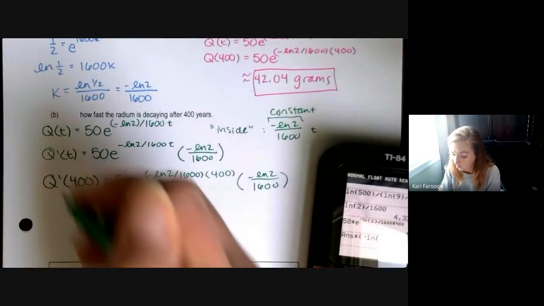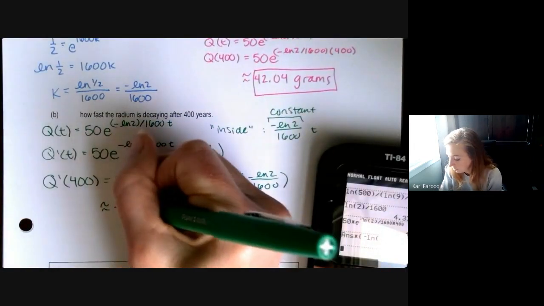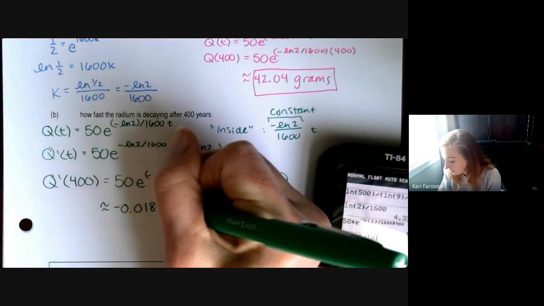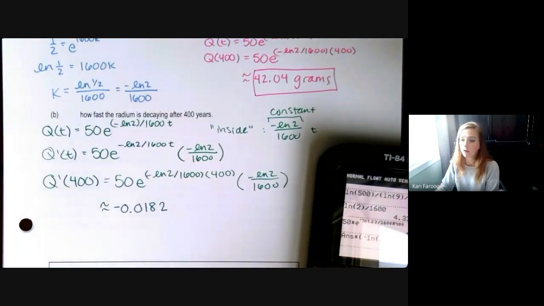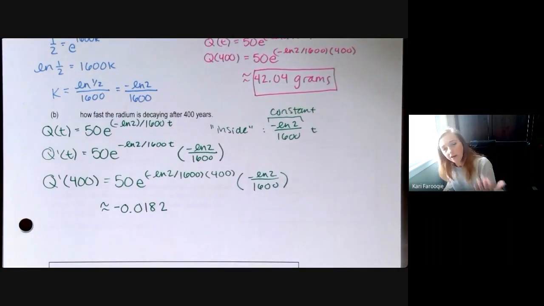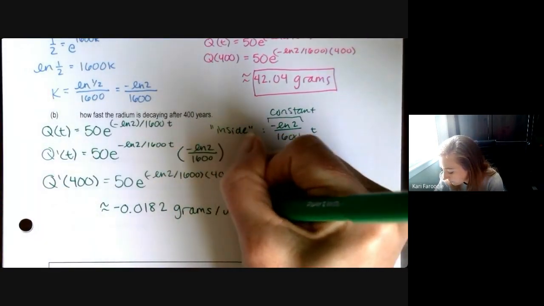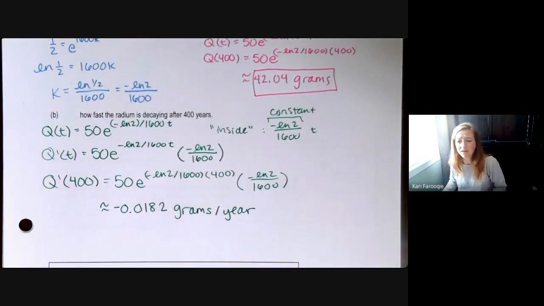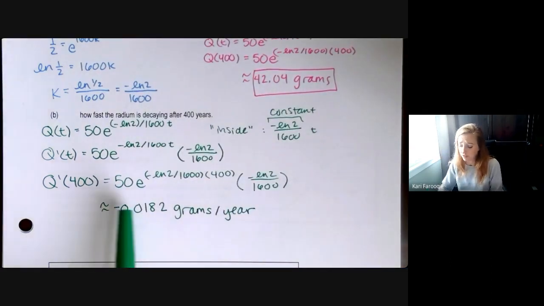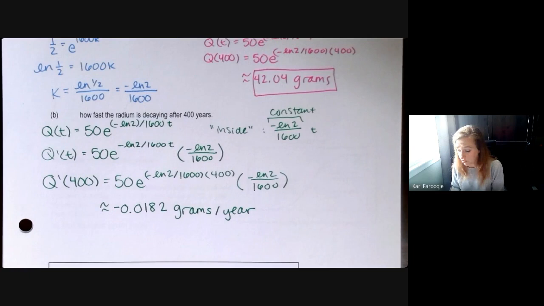Let's write that down because we're going to have to put a unit on that. Negative 0.0182. Okay, so we're being asked how fast is the radium decaying? Well, this is measured in grams per unit time in years. We would say grams per year. So it is decaying, but by a very small amount. So it's negative because the value is going down, but it's going down very slowly. We're talking about things that are happening over the course of hundreds and thousands of years. It takes a long time for that decay to occur.